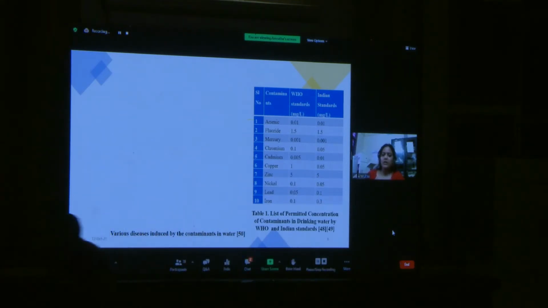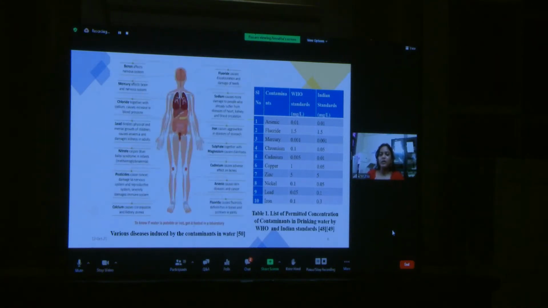These are the contaminants or heavy metals present in water. According to this figure, various diseases are caused by heavy metals like mercury, chloride, lead, nitrite, and pesticides. They even cause long-term effects like cancer, bone diseases, fluorosis, diarrhea, kidney failure, and blood circulation problems. So it becomes essential to remove all these particles, that is, the heavy metals.